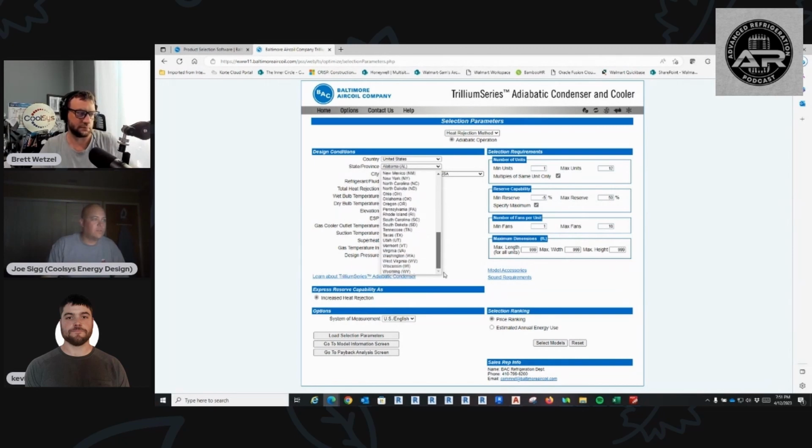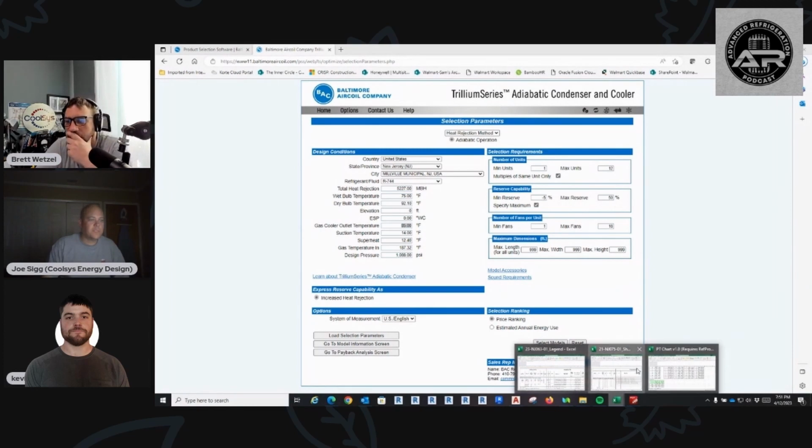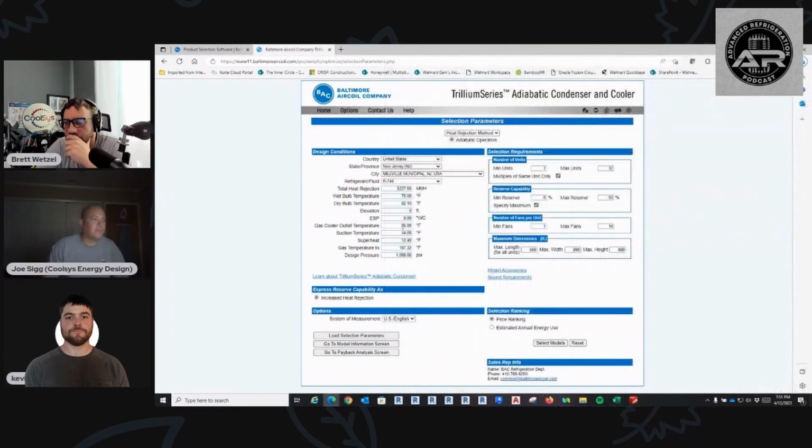We know that we're in New Jersey. And it was Millville Municipal. All right, and then we know that we don't care about the elevation because we know it's pretty flat out here. We can pick our gas cooler temp. We know that on this specific design, we were at 87.3. So 87.3.